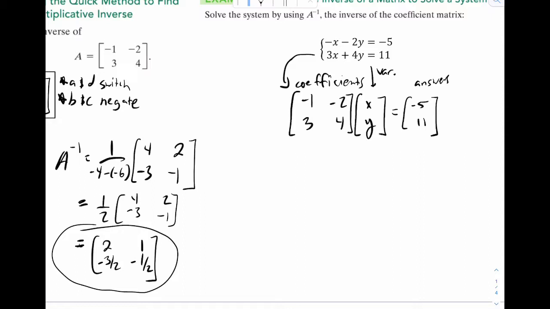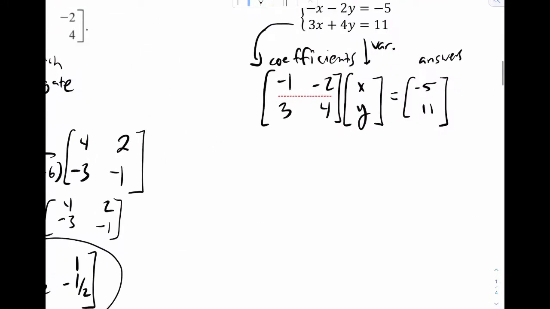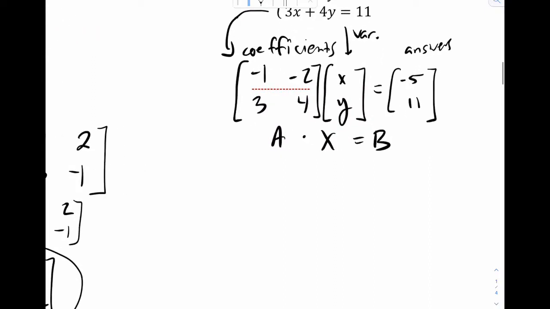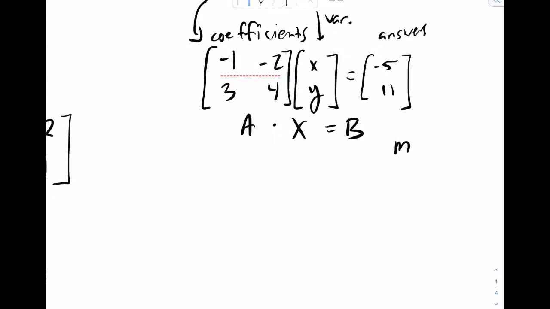And you might be thinking, well, how does that even work? But remember, if you multiply, put your row in, there's your column, and look: -x minus 2y equals -5, and 3x plus 4y equals 11. Now at this point, we're actually going to use some matrix algebra. We're going to call this thing A, x, and that equals b. And we're going to solve for x.